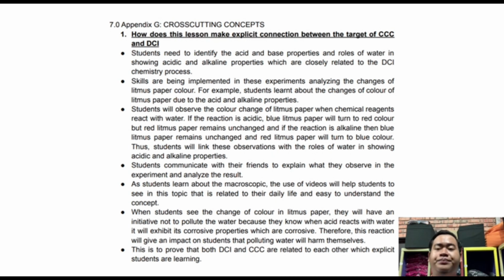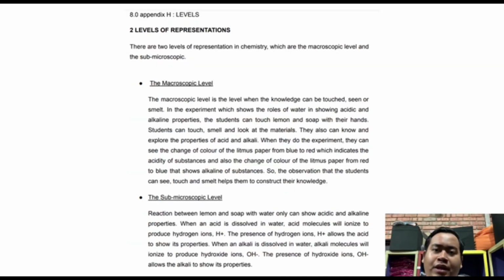There are two levels of representation in chemistry, which are the microscopic level and the submicroscopic level. The microscopic level is the level when the knowledge can be touched, seen, or smelt. In the experiment, which shows the roles of water in showing acidic and alkaline properties, the students can touch lemon and soap with their hands. Students can touch, smell, and look at the materials. They also can know and explore the properties of acid and alkali.